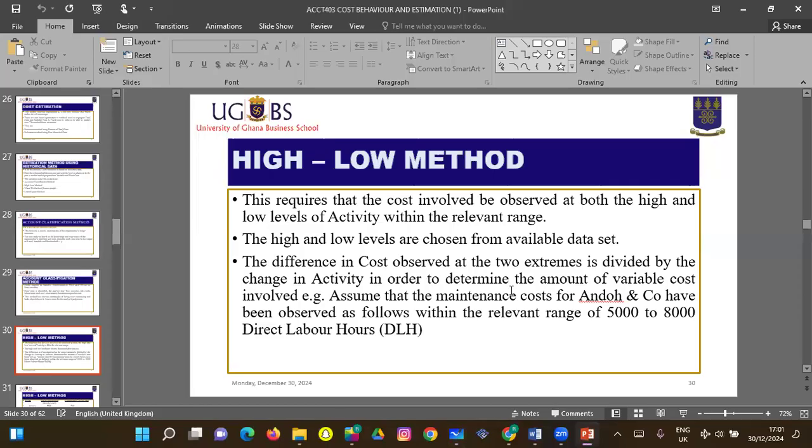So I've just done some illustration here. So now let's go. Assume the maintenance costs for Andor and Co have been observed as follows within the relevant range of 5,000 to 8,000 direct labor hours.